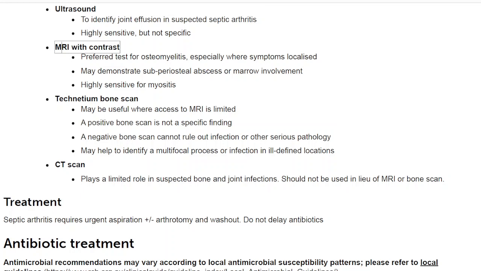MRI with contrast. Preferred test for osteomyelitis, especially where symptoms localized. May demonstrate subperiosteal abscess or marrow involvement. Highly sensitive for myositis.